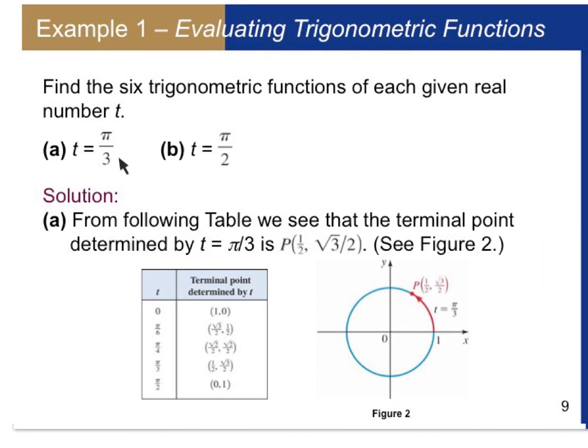Okay, so let's look at an example. Let's say we have t equals pi over 3, and we want to find the six trig functions. Remember how we did this? We got to pi over 3, and our terminal point was (1/2, square root of 3 over 2) from section 5.1. So the x would be our cosine of pi over 3, which is 1/2. The sine of pi over 3 would be square root of 3 over 2. So there's our terminal point, (1/2, square root of 3 over 2), and here our t is pi over 3.